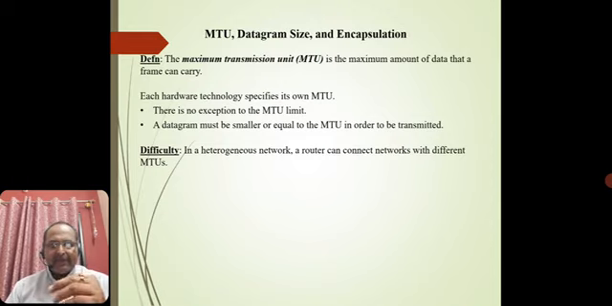Each hardware technology specifies its own MTU, the maximum transmission unit, and there is a minimum qualifying criterion. There is no exception in transmission, and the data must be smaller than or equal to the MTU. If it is bigger, then you cannot carry the payload in the real system. The difficulty here is that in a heterogeneous network, a router can connect networks with different MTUs. That is very important in the system.